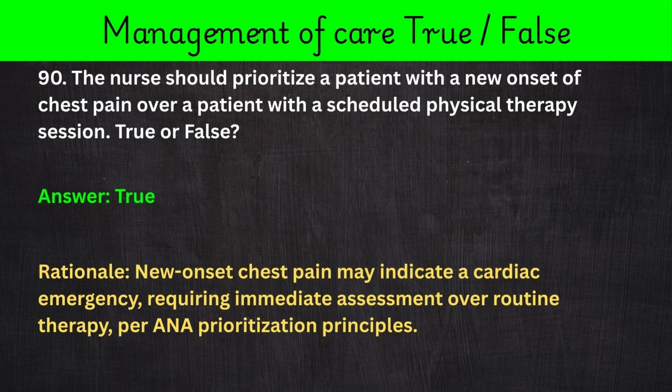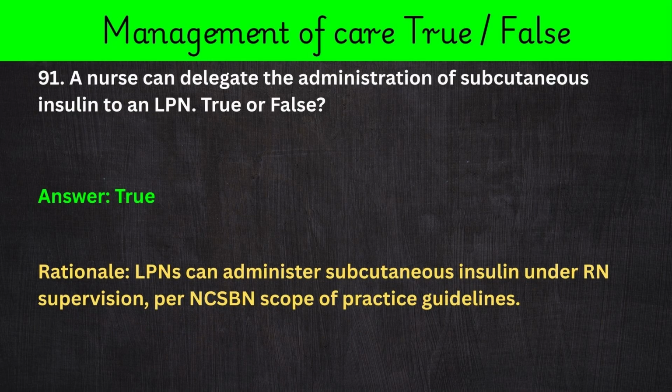90. The nurse should prioritize a patient with a new onset of chest pain over a patient with a scheduled physical therapy session. True or false? Answer: true. Rationale: new onset chest pain may indicate a cardiac emergency, requiring immediate assessment over routine therapy, per ANA prioritization principles.